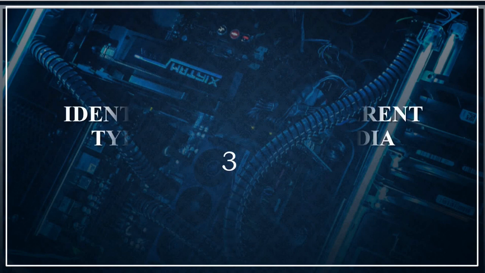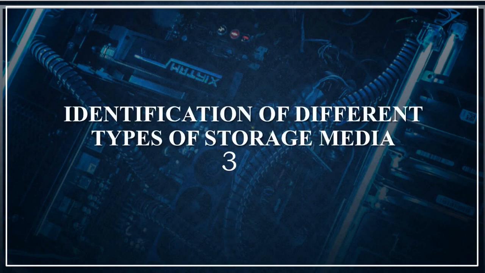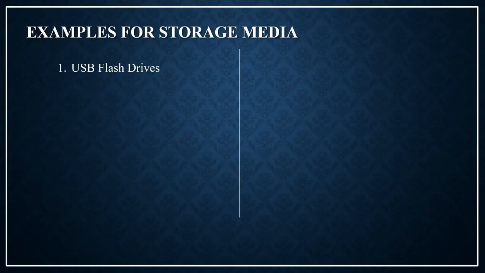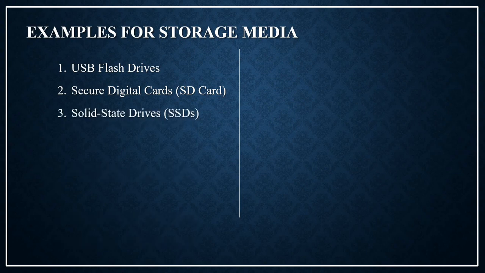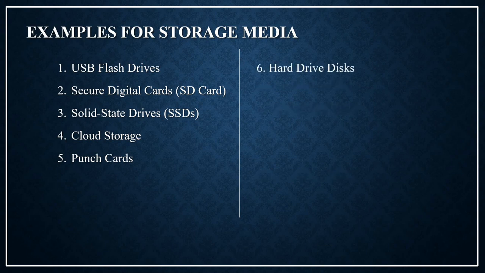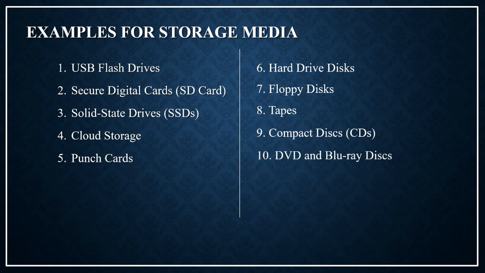Moving on, we have identification of different types of storage media. Examples of storage media: USB flash drives, secure digital cards, solid state drives, cloud storage, punch cards, hard disk drives, floppy disks, tapes, compact discs, and DVD and Blu-ray discs.